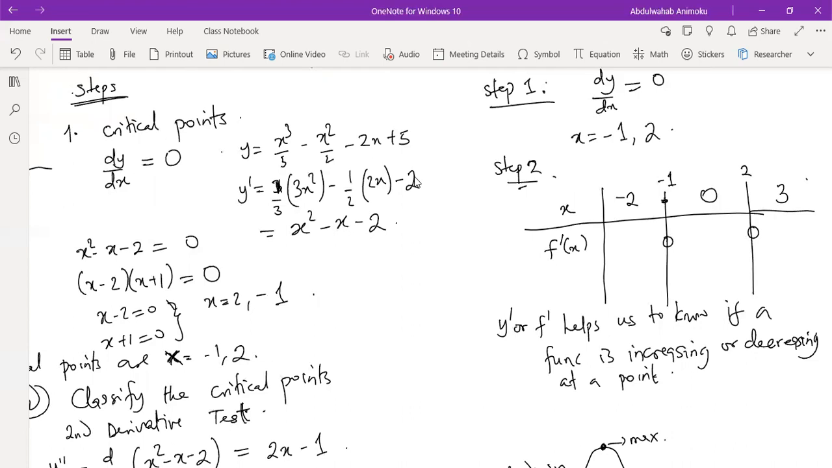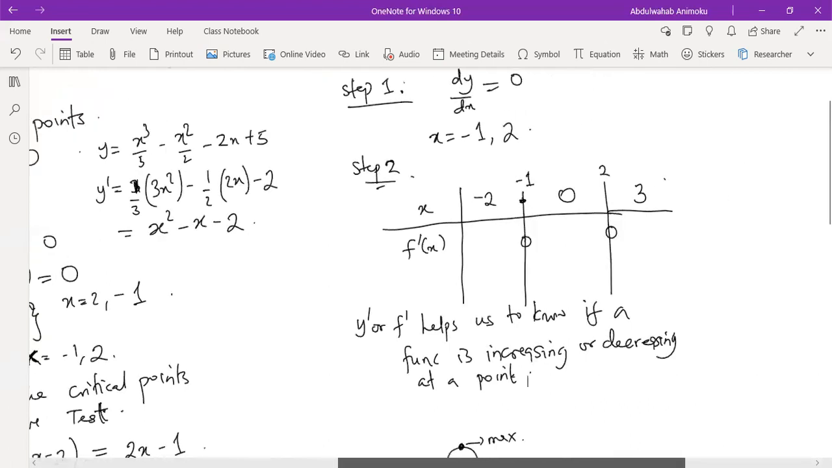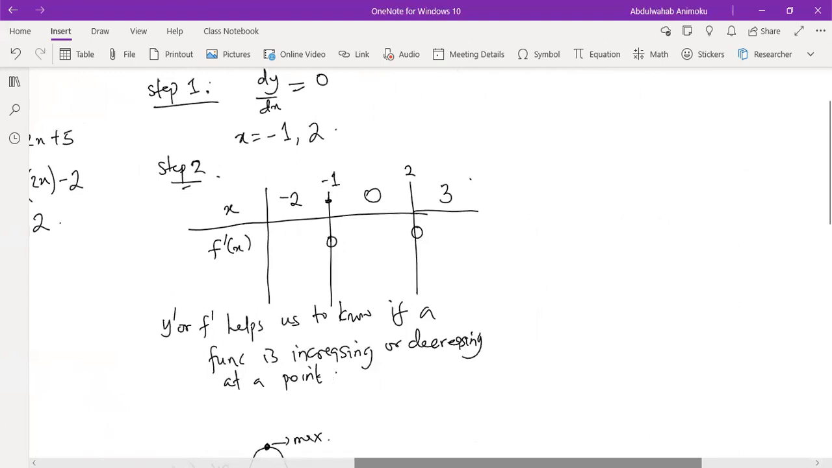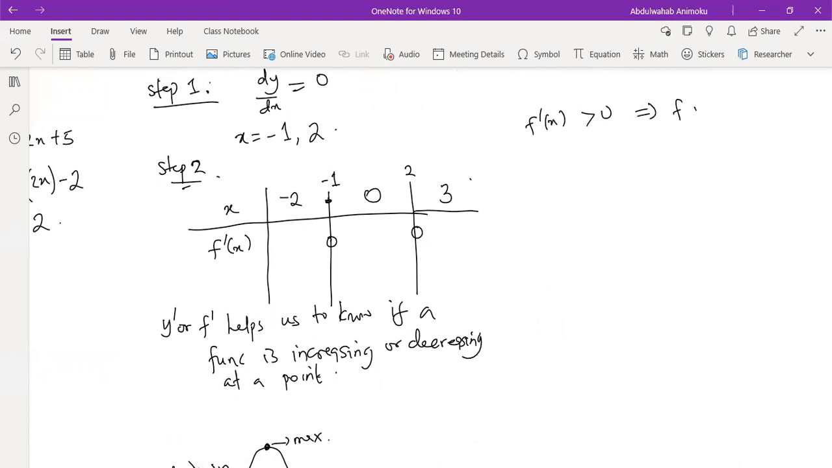So we are looking at all the points closer to -1 from the left-hand side, and we just picked a point here to illustrate what happens to the function at those points. Of course, if f prime is positive at a point, it means it is increasing. So if f prime of x is greater than 0, it implies f is increasing. And if f prime is less than 0, it implies f is decreasing.